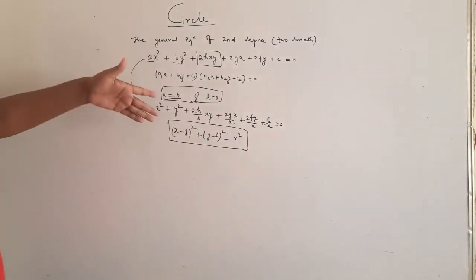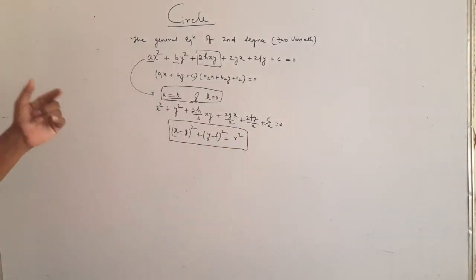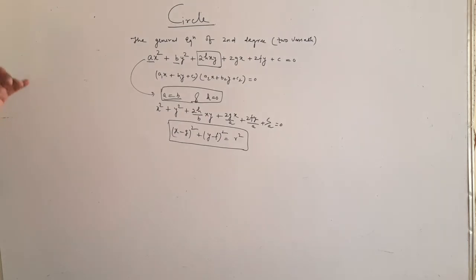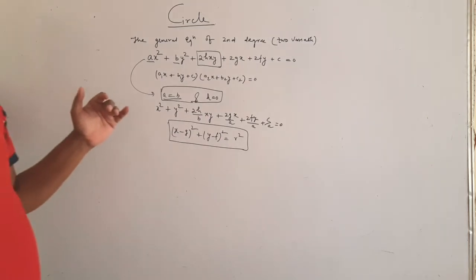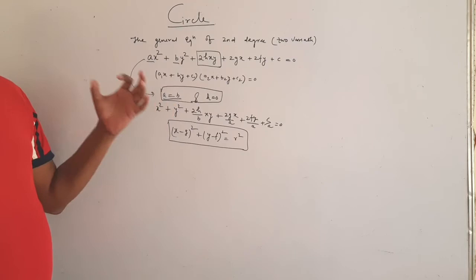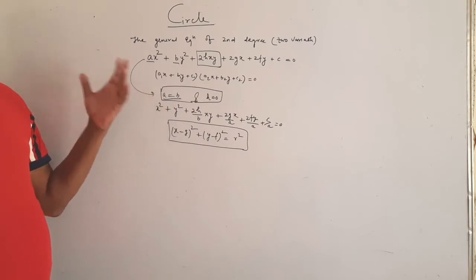Okay, so we are done with this part. In the next part, we are going to discuss how to find the equation of a circle when the coordinates of the extremities of the diameter are given.